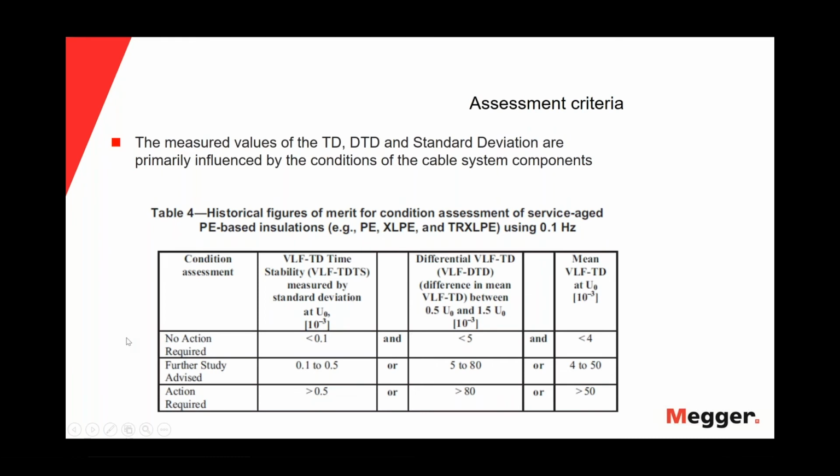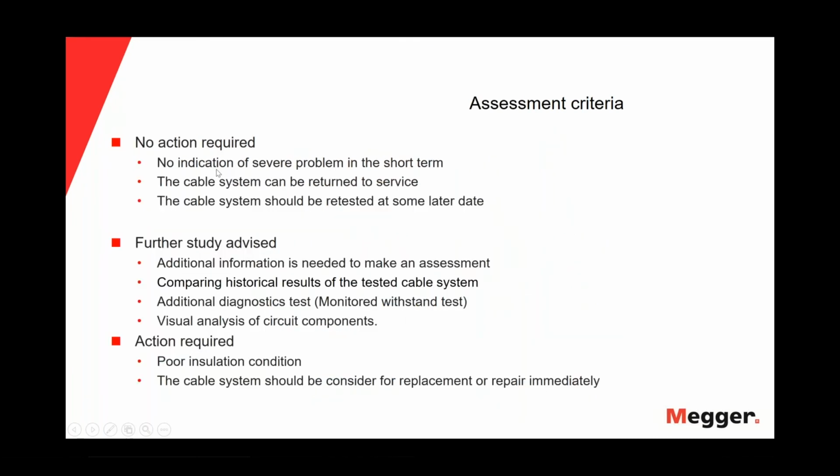No action required means that there is no indication of a severe problem in the short term. That means that the cable system can be returned to service, and the cable system should be retested at some later date. Maybe in 4 years we can do the tan delta test one more time if in the first measurement we get a no action required result.